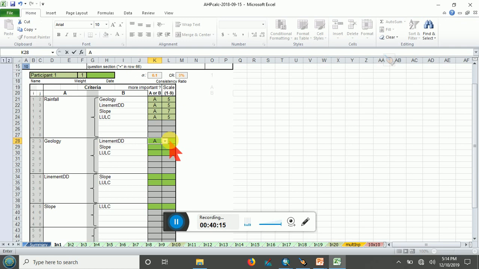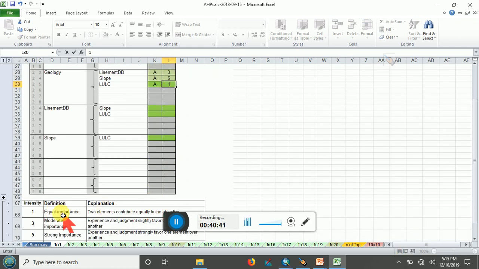and the scale might be 3. Yeah, 3. And geology and the slope: geology is very important, so I can give the value 5. And again geology and land cover change, I can say both of them are maybe equally important, so in that case I can give 1, because equal importance means 1.